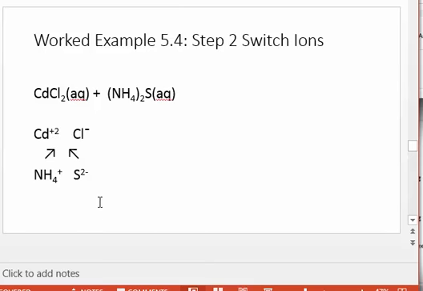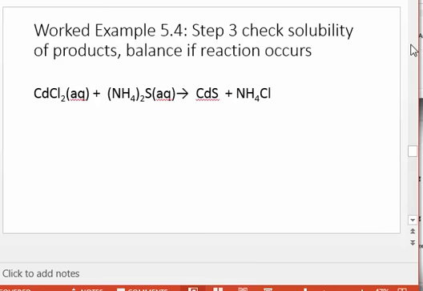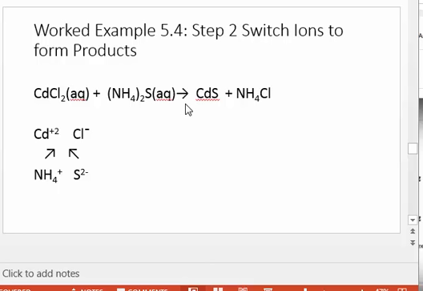Each cation and anion has an opposite charge. This means that the formula of each product formed will have a ratio of 1 cation to 1 anion. It doesn't matter which order the products are written in the equation, but the formula of ionic compounds always has the cation written first. The third step is to check the solubility of the products, and if a solid product forms, balance the equation as necessary.